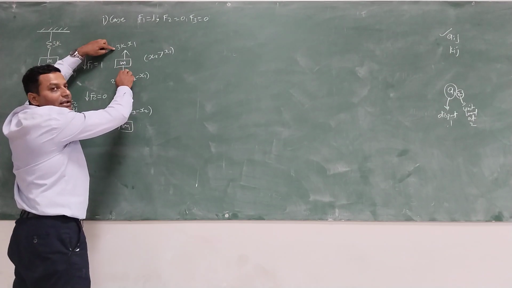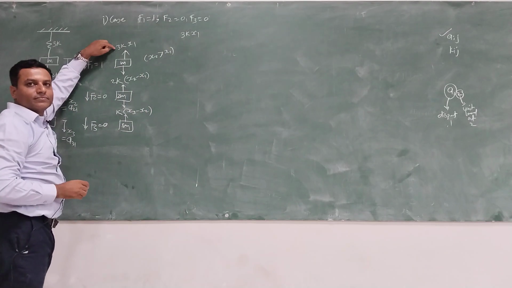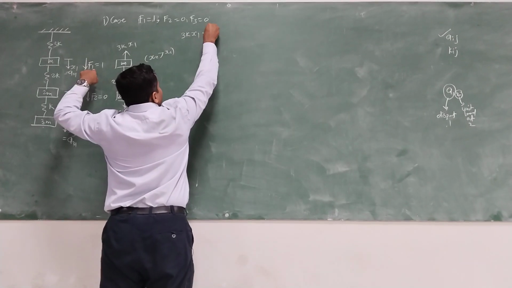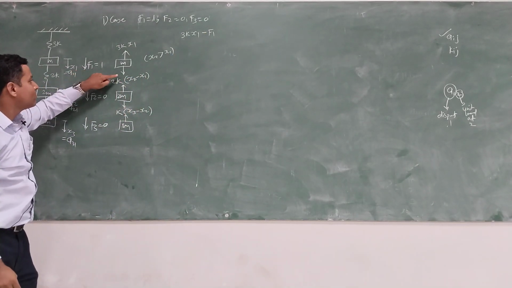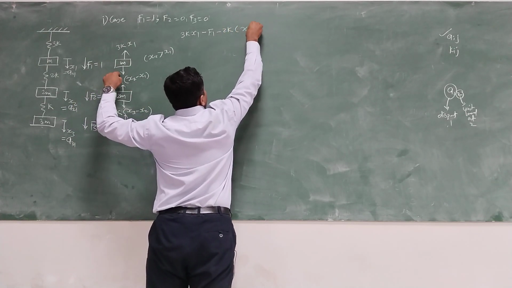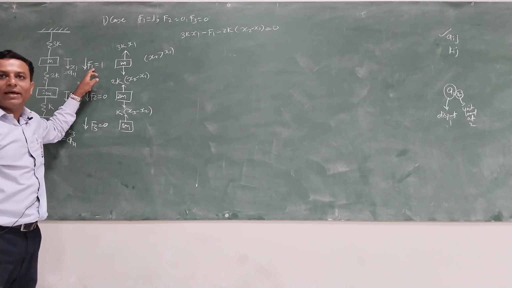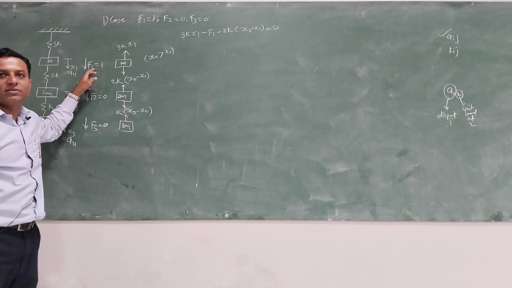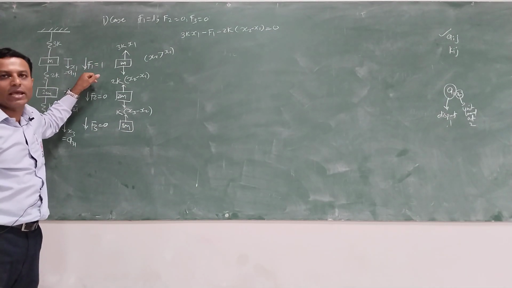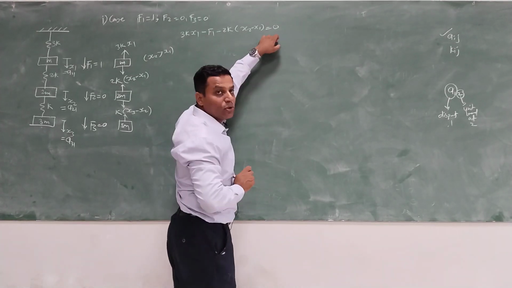So from mass 1, the first equation will be 3k x1 minus F1 minus 2k (x2 minus x1) equal to 0. Because here you have applied a force on mass 1, and that is the unit force. So these are the two spring forces and this is the externally applied force. So first force minus second minus third is equal to 0.